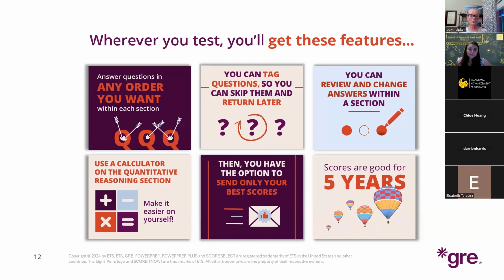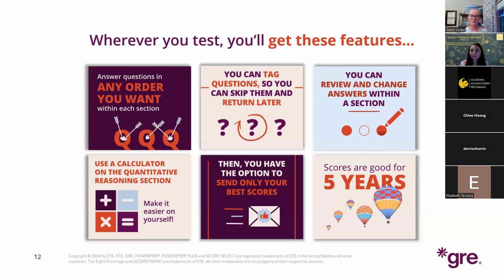That review screen will show you the questions that you skipped or the questions you marked because you were unsure of the answer. It'll also show you anything you may have skipped over, but you can always return to those. You can review and change answers in a particular section, which you can't do on a lot of other standardized exams. If you look at the bottom there, when you get to the quantitative reasoning section, the math section, there is an on-screen calculator. That is the only calculator you can use within the GRE, the one that's provided there.